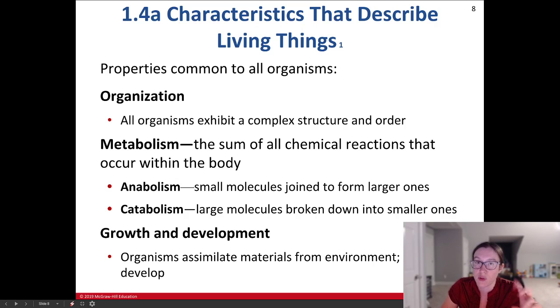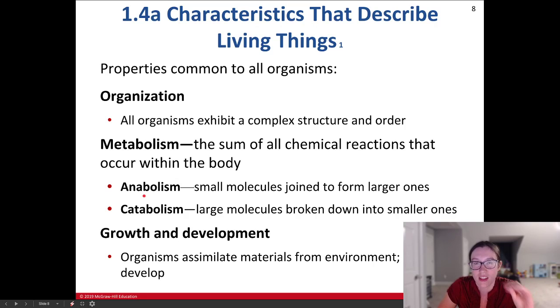There are two different types. We have some chemical reactions that take smaller molecules and build them together to form bigger molecules. This is called anabolism. If you've heard about anabolic steroids, they are illegally used sometimes in order to build muscle. So you can think of anabolic things as building things. Small molecules are joined to form larger ones. They're not good, they shouldn't be taken, and they have lots of side effects. But it's just a way to remember.